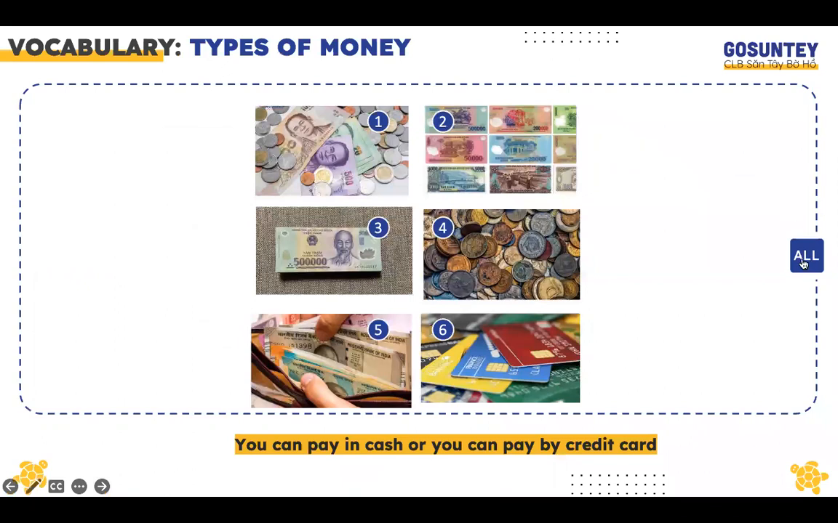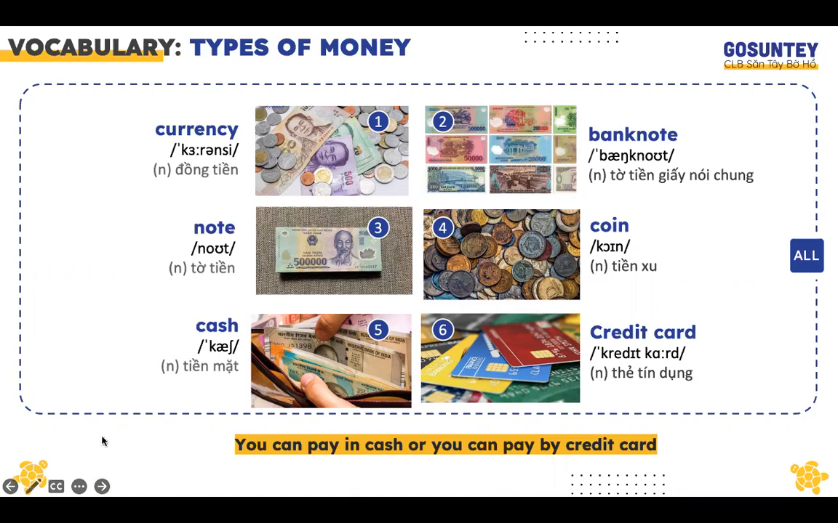Currency. Bank note, don't miss the K. Note. Coin. Cash. Credit card, you can say credit card.